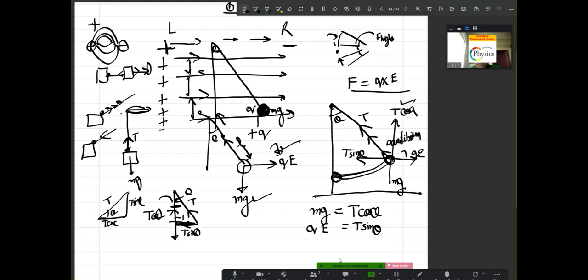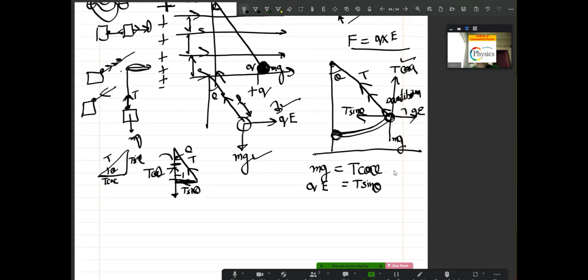Tell me if you have a doubt in your mind. Whenever you hear the word stationary, you're talking about equilibrium. Make sense? Got it. All right.